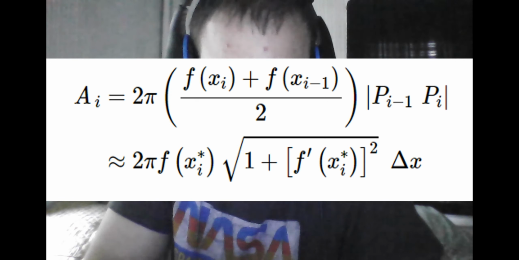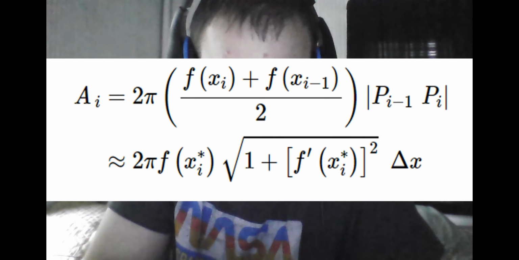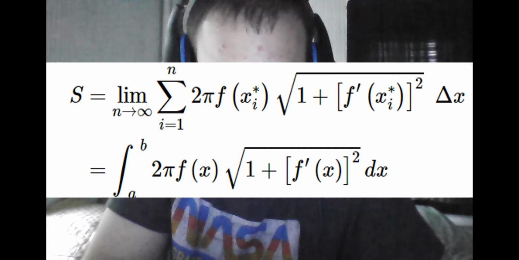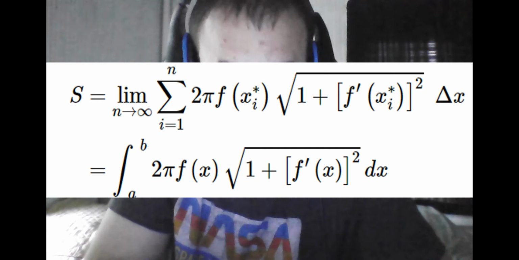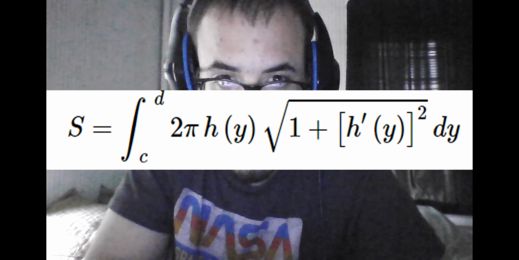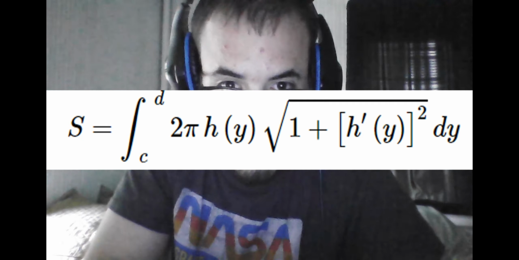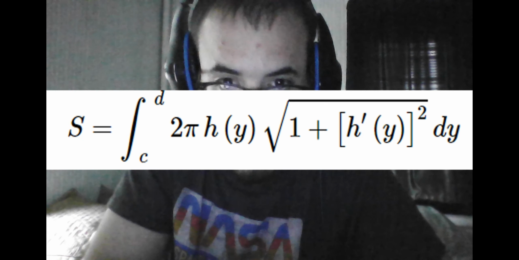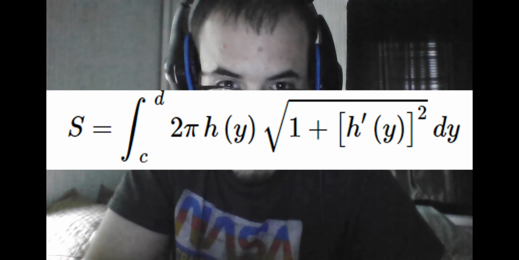So now the surface area is the area of all these frustums added up, and as the sum tends toward infinity, we get the exact surface area, which has an integral in this. Like with arc length, if we had x equals function of y, we would use h of y and the derivative of that instead of function of x, but the surface area formula would be the same in general.